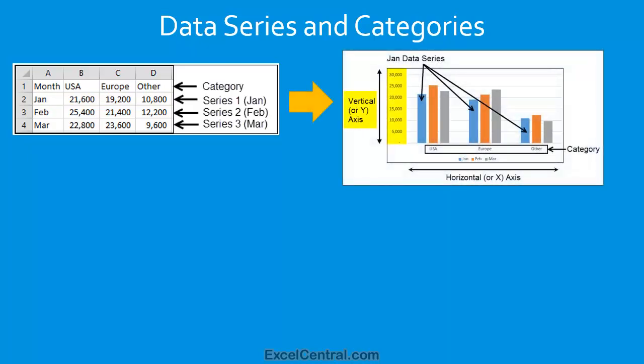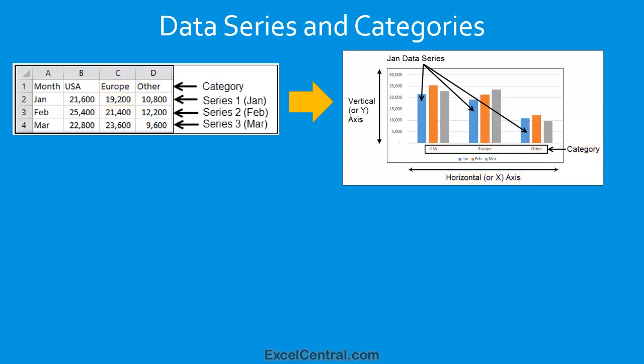Now let's see how, by default, Excel would chart this data. The values are plotted along the left-hand vertical axis, sometimes referred to as the y-axis. Each of the values in a data series is associated with a category. This is simply a label that identifies each value in the series. For example, the January series value of 19,200 belongs to the Europe category. The category is shown along the bottom horizontal axis, sometimes referred to as the x-axis.